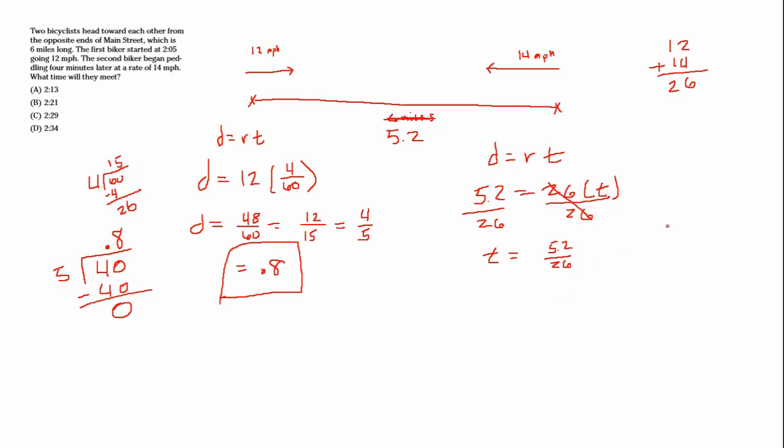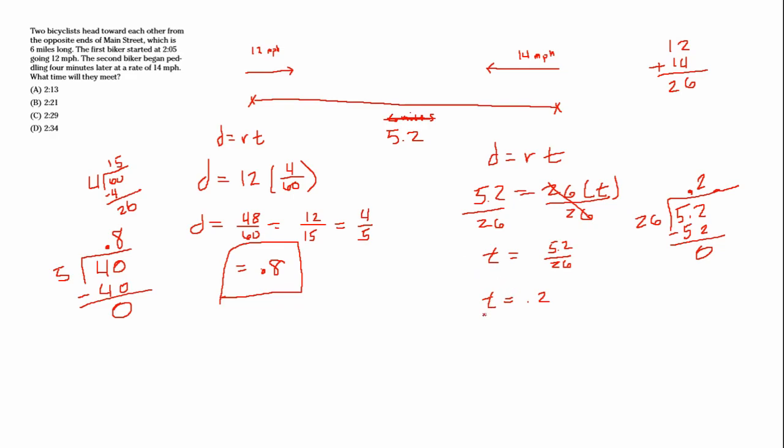Okay. Let's go ahead and work that out. 26 does not go into 5. 26 does go into 5.2 or 52. So let's go ahead and work that out. 26 goes into 52 twice. Okay? 2 times 26 is 52. We subtract this out, we get a remainder of 0. So this one took 0.2 of an hour to travel this distance.